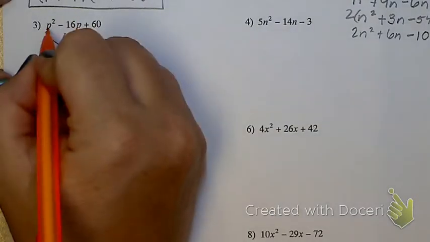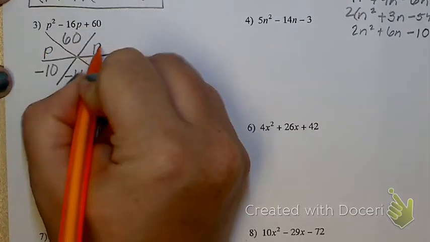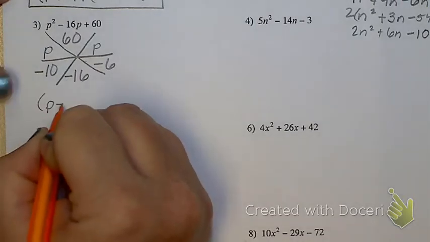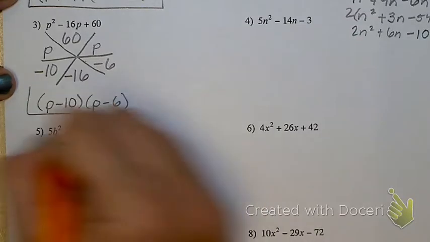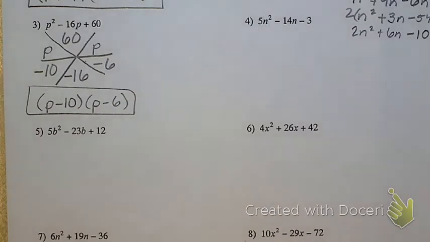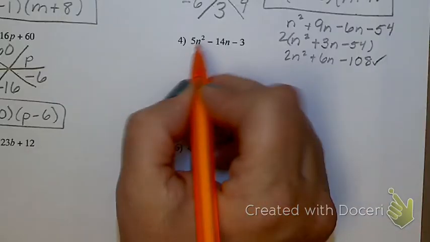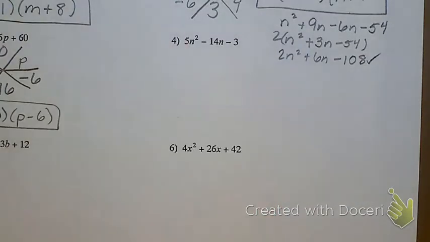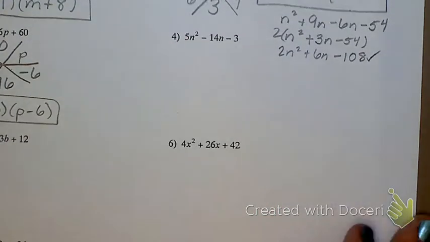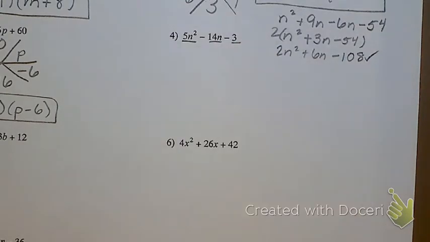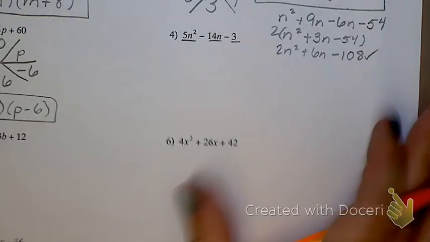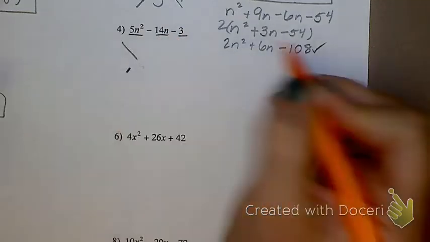Take the p, split it up. So I have p minus 10 and p minus 6. Okay? So that's all you had to do. Now we get into number 4. Number 4 is like one of the newer ones that I'm adding today. Okay? So, is there anything they have in common? No. No. So let's go to the snowflake.